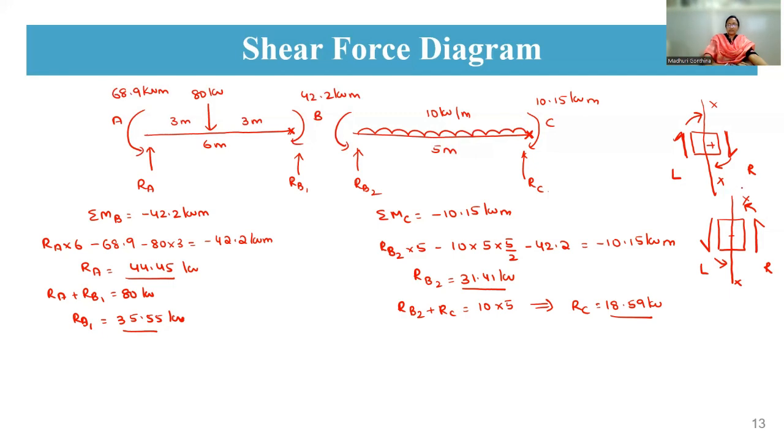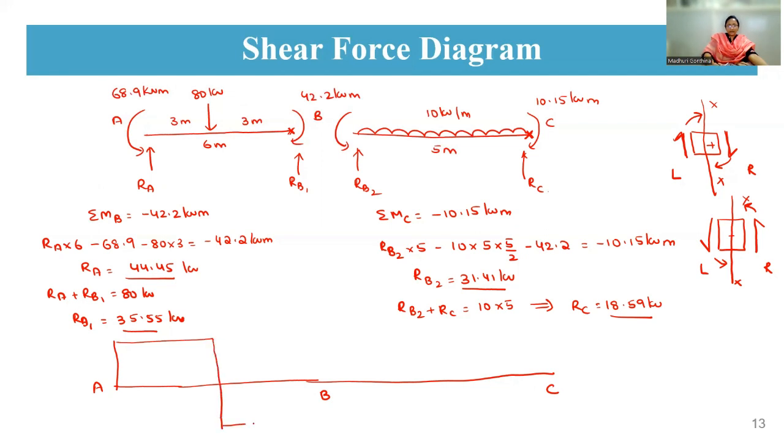By using this sign convention, I am going to draw the shear force diagram here. You just see, this is your A, this is your B, and this is your C. If you draw a section here, RA is in clockwise direction, but RB1 is in anticlockwise direction. So till here it is the same, and then it goes down by 35.55. That means it is 44.45 kilonewton, and this is 35.55 kilonewton. This is plus and this is negative.